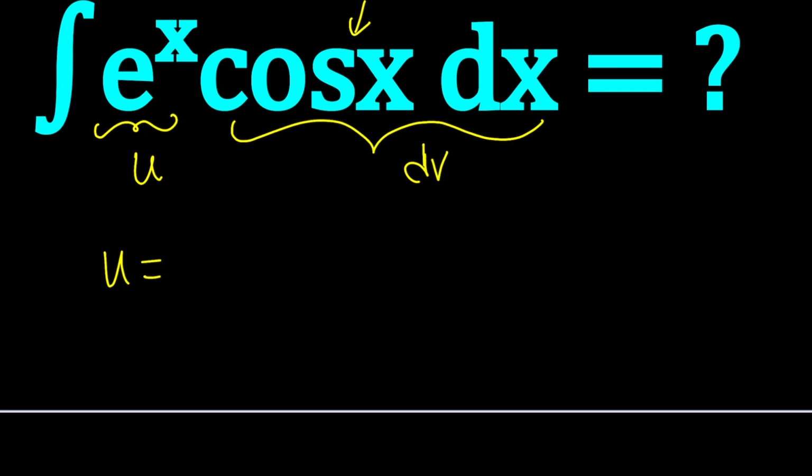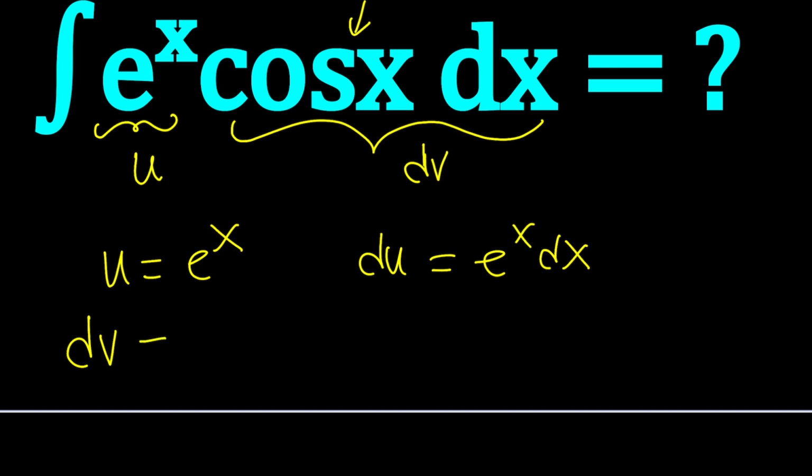So u equals e to the x, and this implies du equals e to the x dx. To find the du from u, you need to differentiate. So from u to du, the d stands for differential, okay? So you differentiate. But of course, don't forget the differential of x, that infinitesimal thingy, right? And then underneath that, go ahead and write down dv, which is cosine x dx.